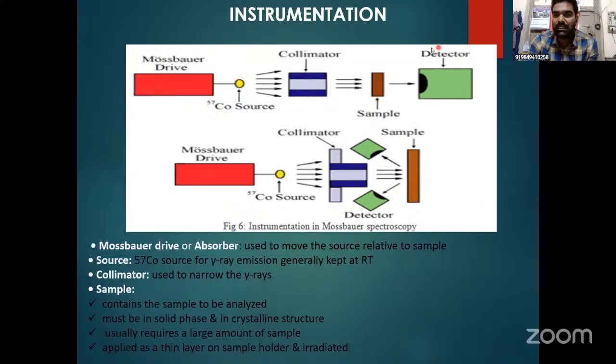So this is the detector. This is also the sample. This is the collimator. This is the Mossbauer drive, the same as this one. So these are the detectors for the radiation coming from the sample. They are detected by these detectors. Okay, this is the instrumentation in Mossbauer spectroscopy. We can observe it here.